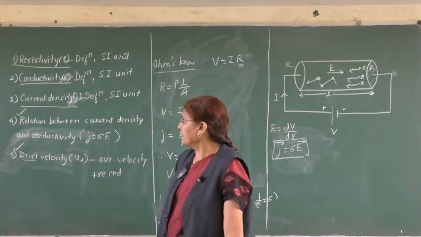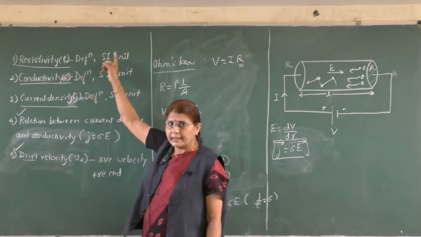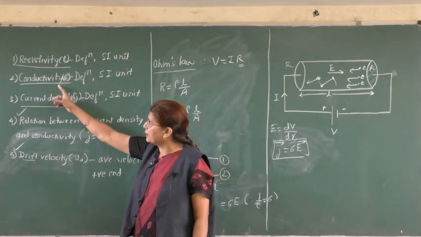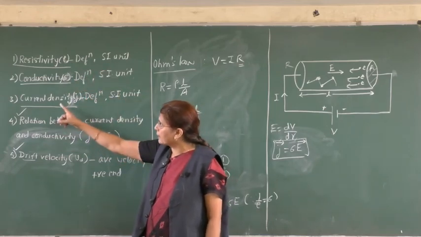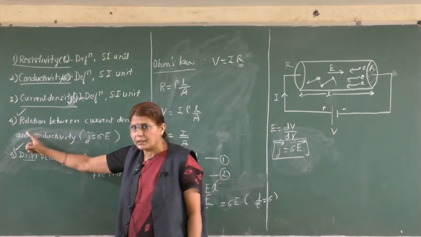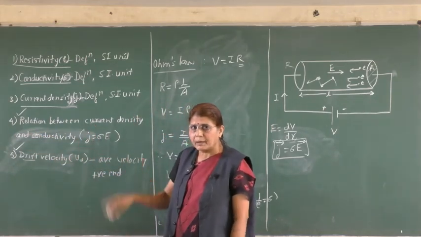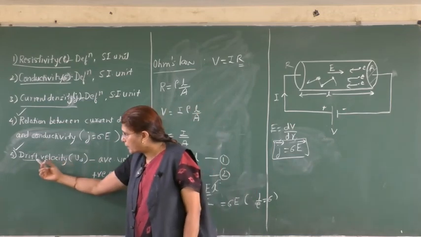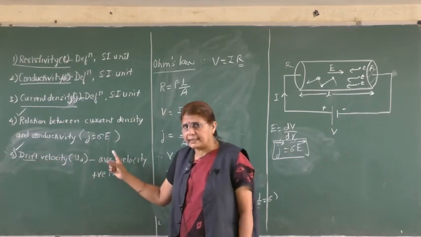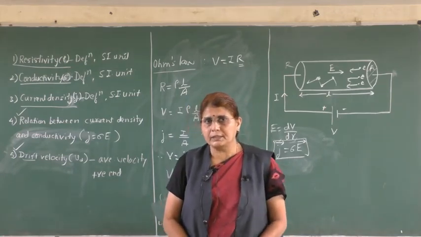So we have covered some definitions today. One is resistivity, definition and SI unit, then conductivity, definition and SI unit, current density, again definition and SI unit. We have derived a very important relation between current density and conductivity, J equals sigma E, and we have defined a very important term, drift velocity, that is the average velocity with which the electrons move towards the positive end of the conductor.